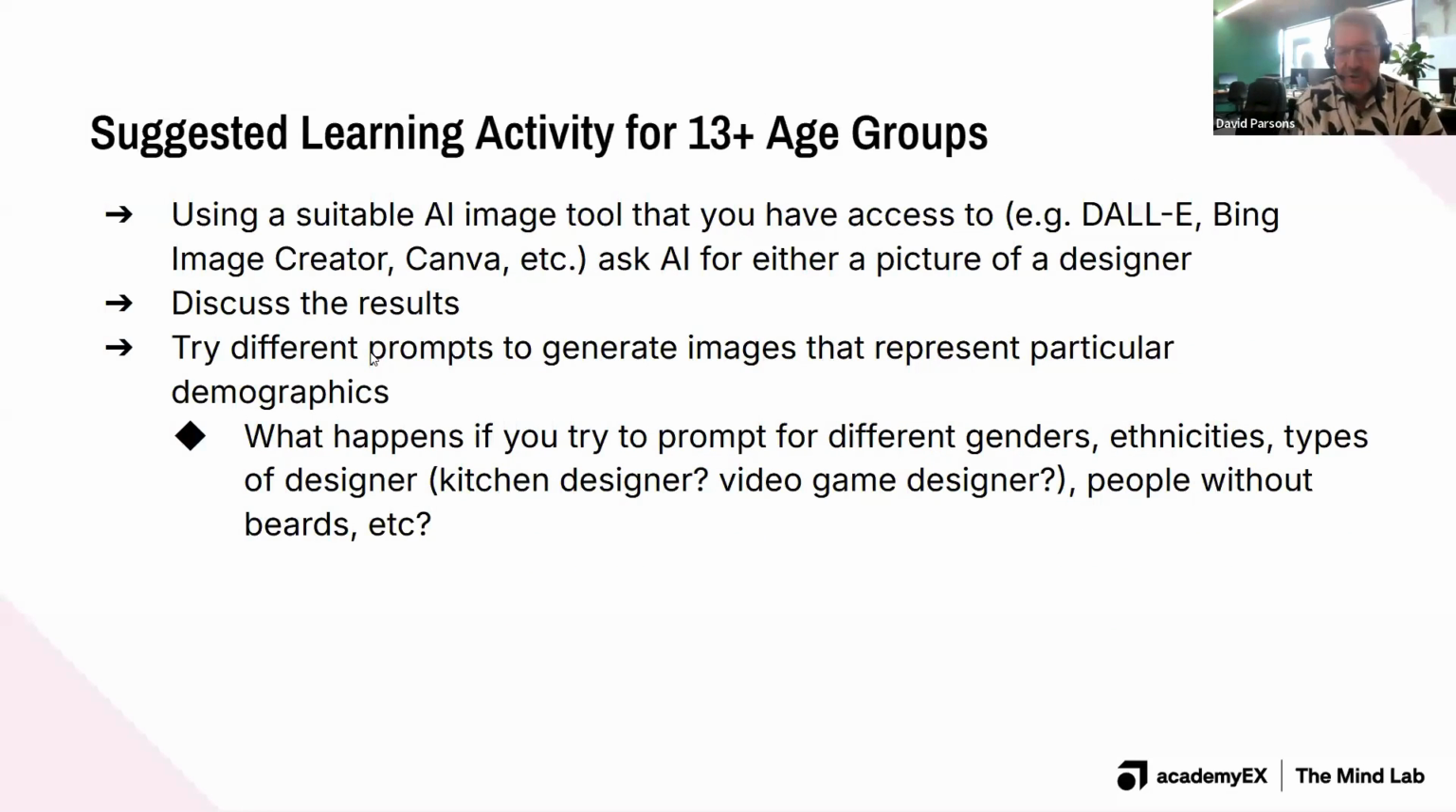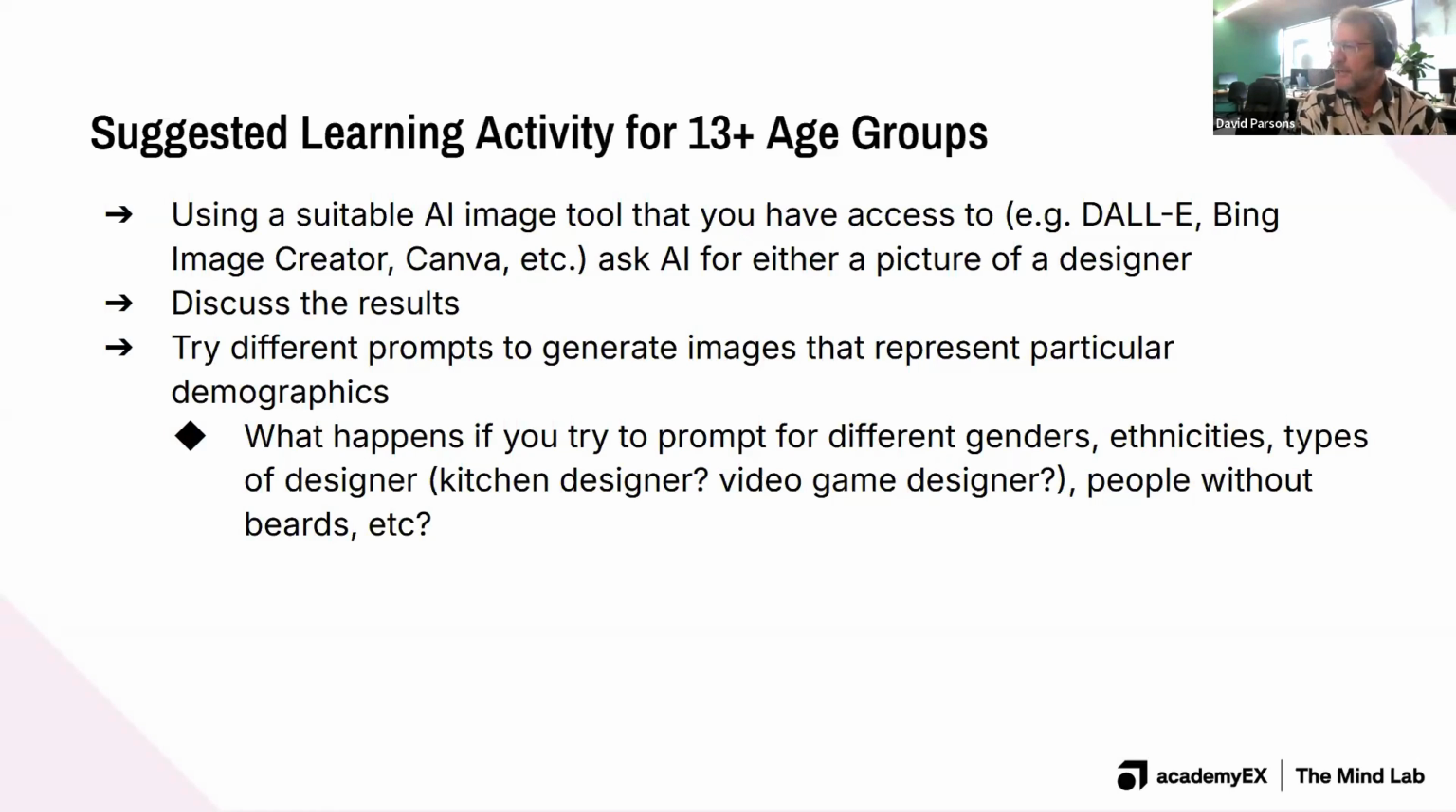So here's my suggested learning activity based on these clear issues that we face in data and algorithmic and social bias. Get students to use a suitable AI image tool. Some of them are free, some of them are not, but they can kind of choose whatever ones they want to use. So DALL-E 2 currently is free, Bing Image Creator is free, Canva has a free version. There are plenty of others where you can generate AI images, and ask for a picture of a designer.